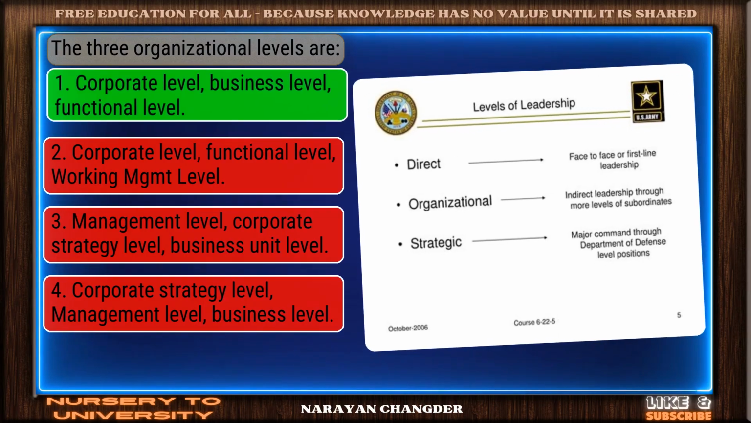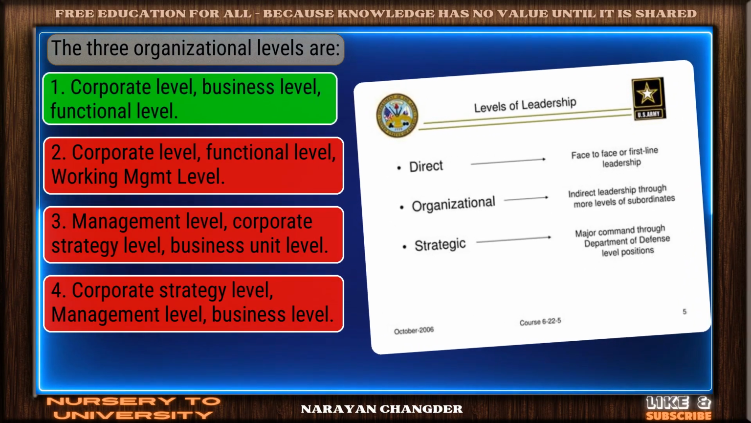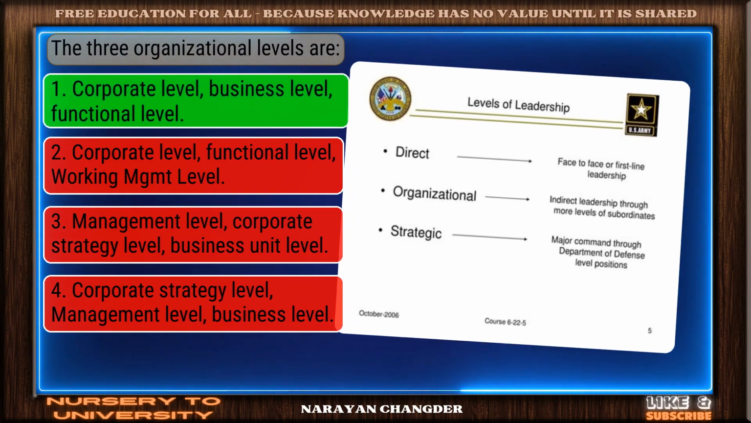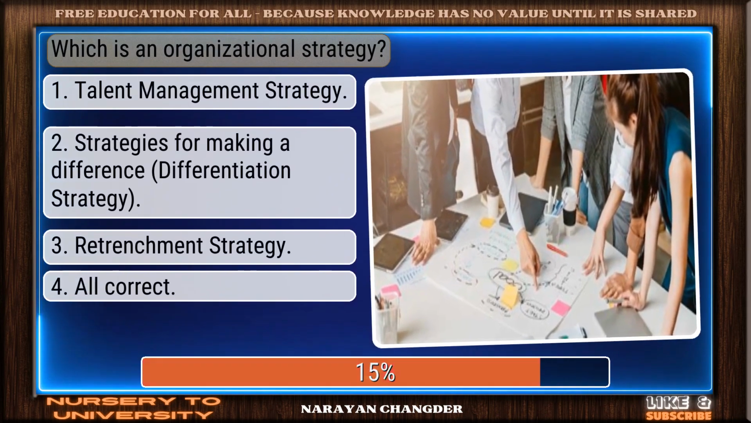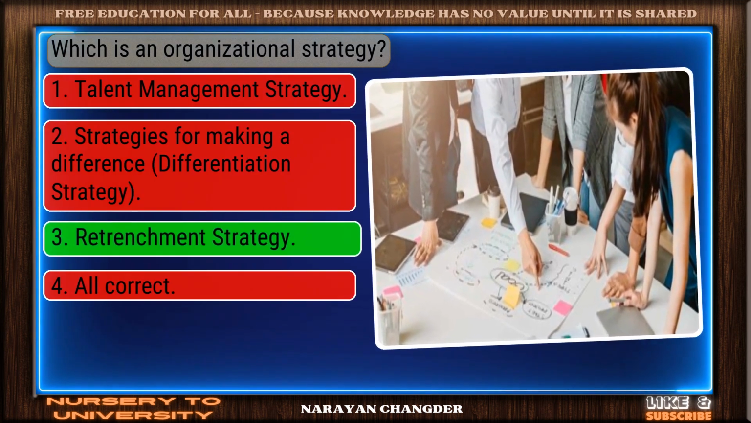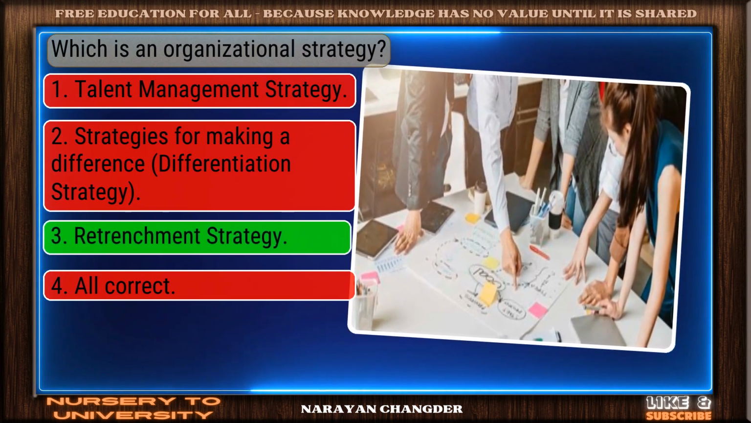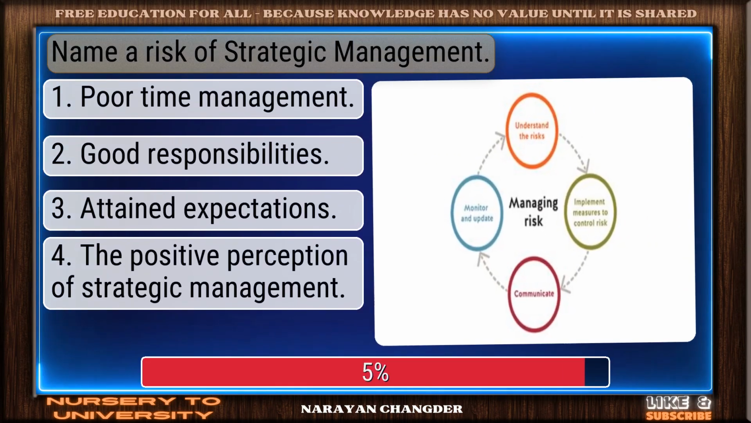You chose corporate level, business level, functional level, and it is correct. Which is an organizational strategy? You're right. Retrenchment strategy is the correct answer. Name a risk of strategic management.